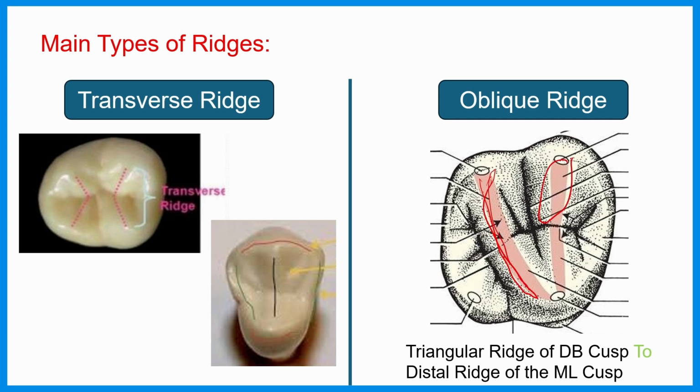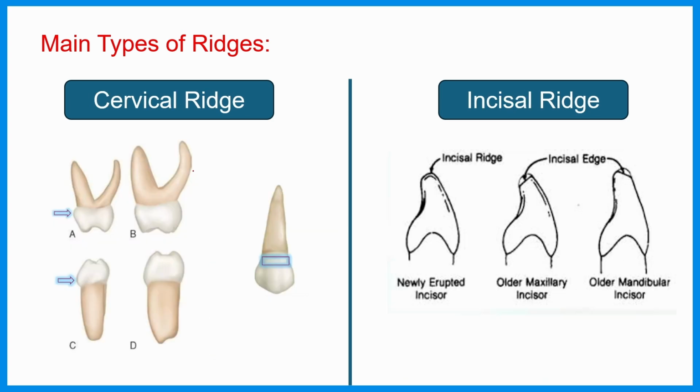This is a triangular ridge. This is a triangular ridge. Both of them together is called a transverse ridge. All right, so I've decided to add a cervical ridge to explain an incisal ridge.